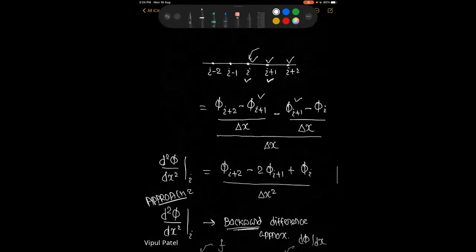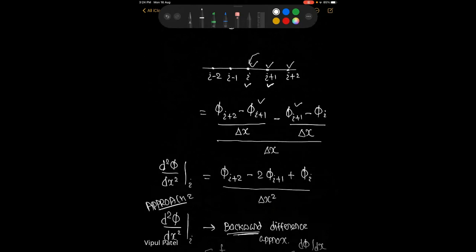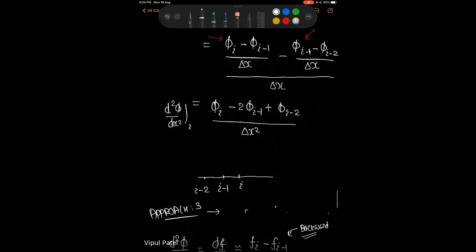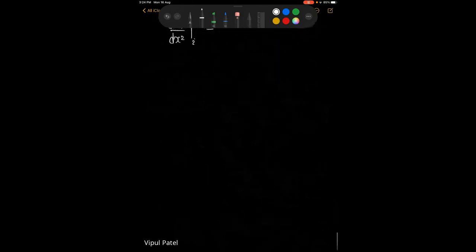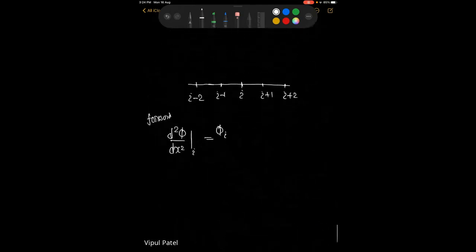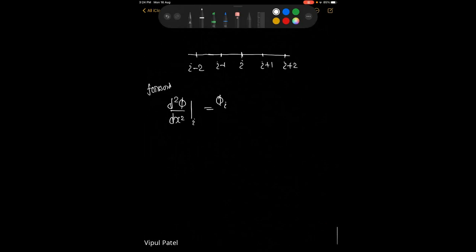Yeah, this was the equation, right? So phi I plus 2 minus 2 phi I plus 1 plus phi I. Okay, so that is what I am writing, but I'll start with phi I only. So phi I minus 2 phi I plus 1 plus phi I plus 2 divided by delta x square. So this was the expression which we derived.